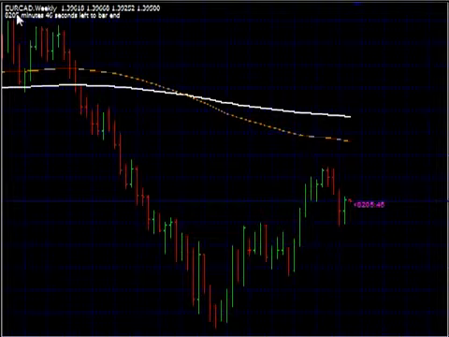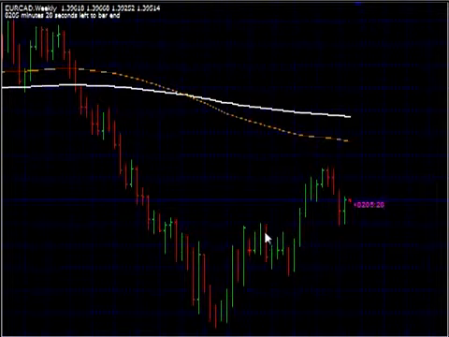This pair is the Euro Cat. This is the weekly chart. We can see a nice downtrend over here. Price eventually moves up, reaches down here, backs down, moves up again, gets rejected, and goes down again.